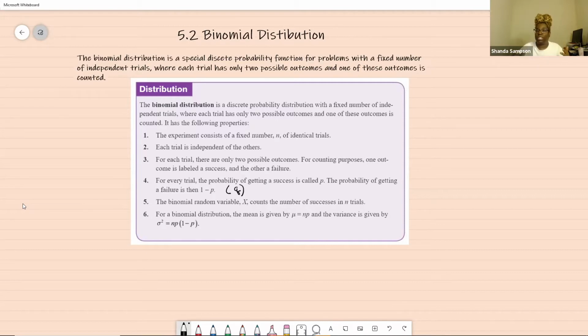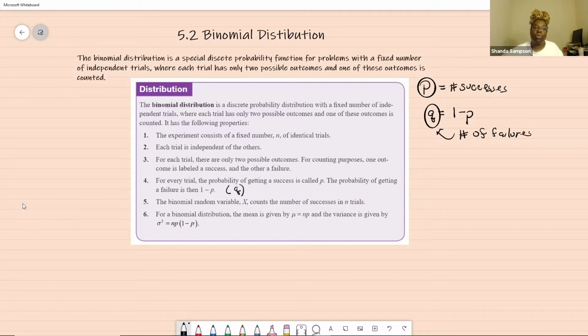So if you're looking for heads, then success would be the number of heads. And the last one is that for a binomial distribution, the mean is equal to n times p, and the variance is n times p times q. In my class, q is 1 minus p. That's what I call q. q is the probability of failure. That takes care of the requirements for something to be a binomial distribution.